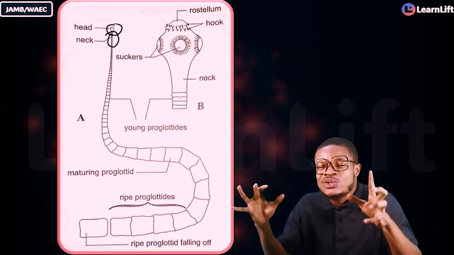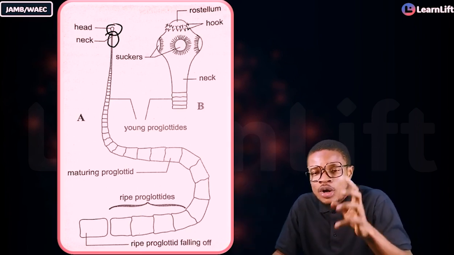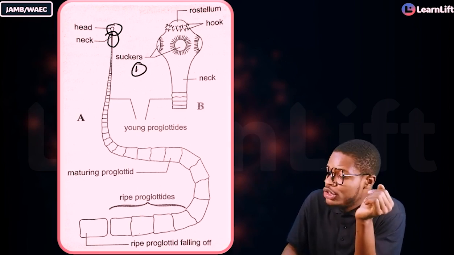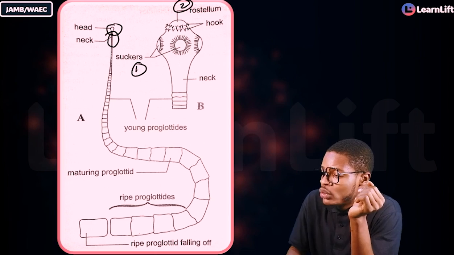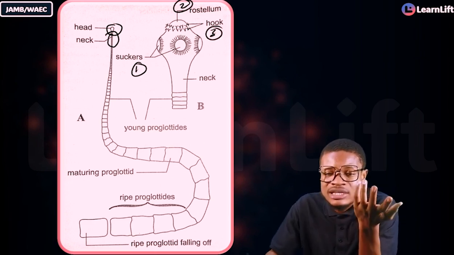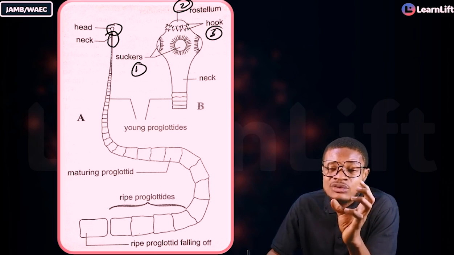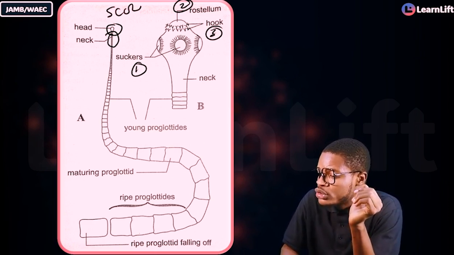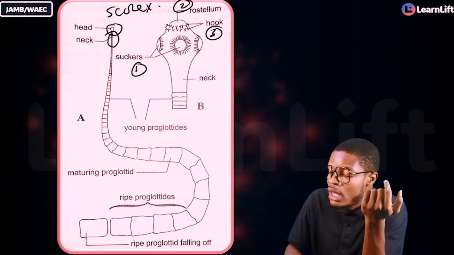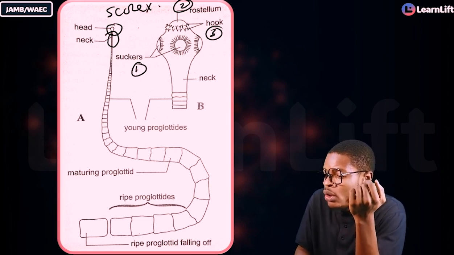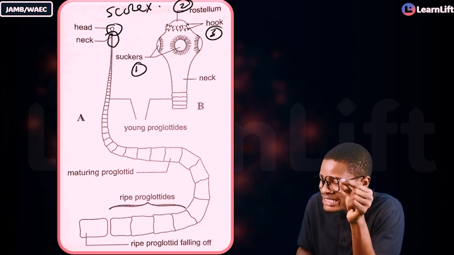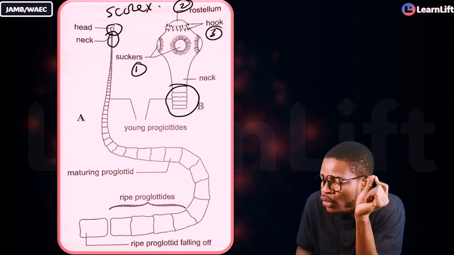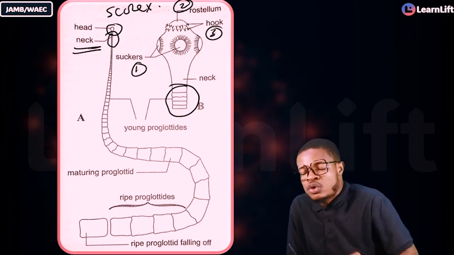Now, if we zoom into the head, what can we see? Number one thing you will see on that head is your sucker. You see your rostellum. You can see the hooks. That's the rostellum, the hooks, and the sucker. All of them come together to form the head. Another name for the head is the scolex. Head or scolex, simple. Now, the scolex, which is the head, is connected to the young proglottids by the neck, or the strobila. The neck is also called the strobila.